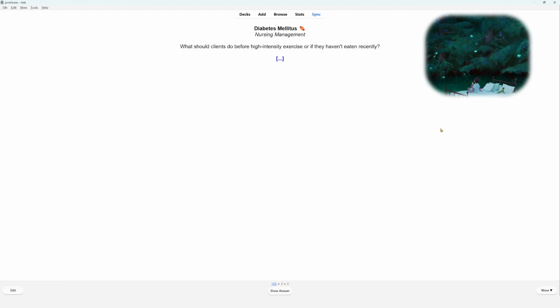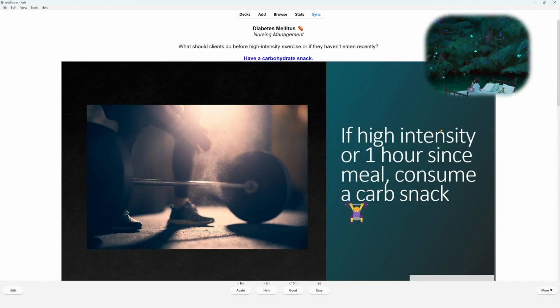What should clients do before high intensity exercise or if they haven't eaten recently? Well, they need to check their blood sugars before, during, and after exercise. Have a carbohydrate snack.